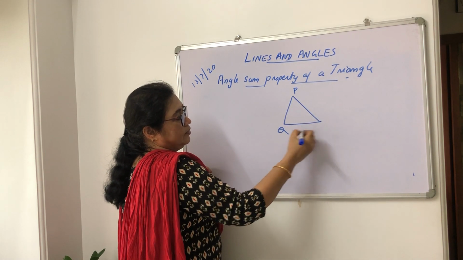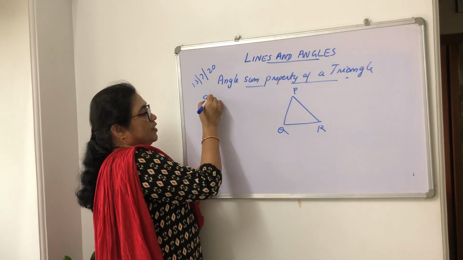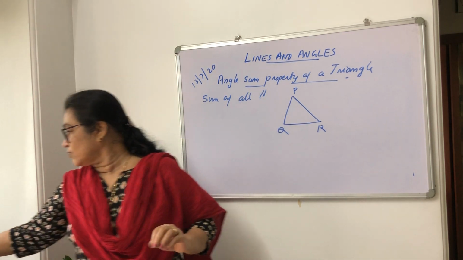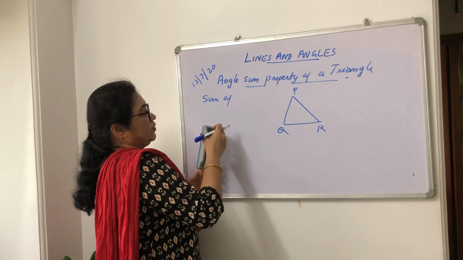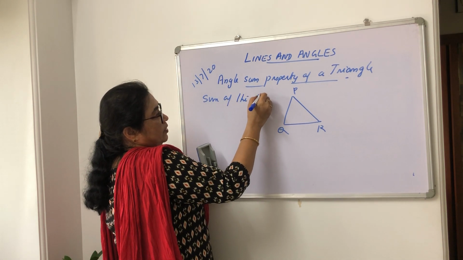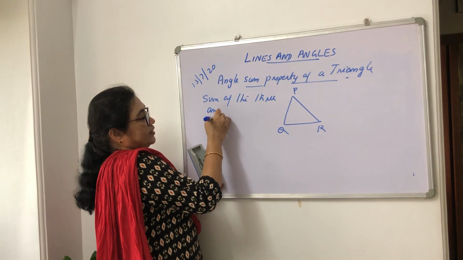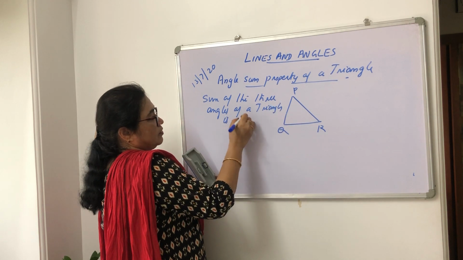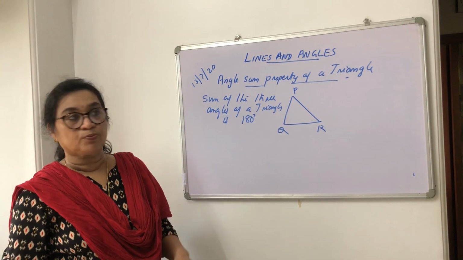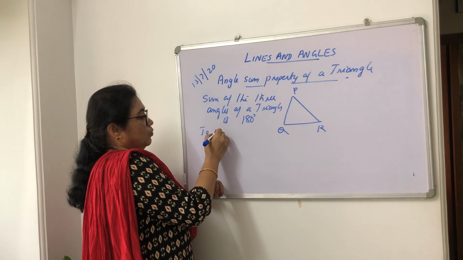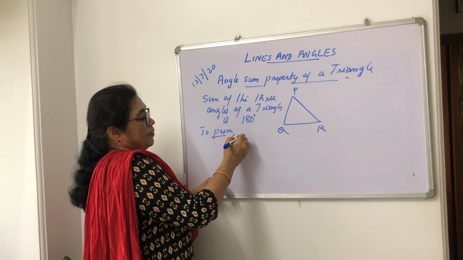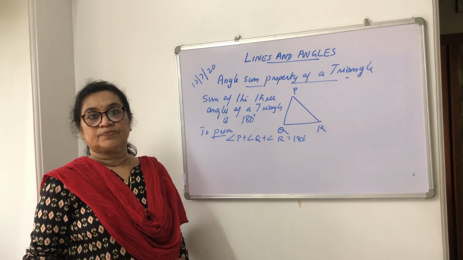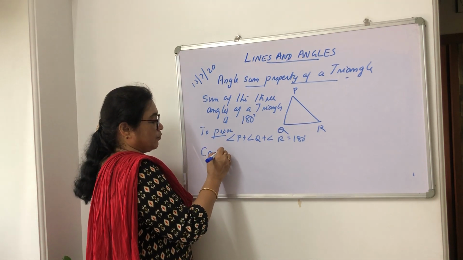Triangle PQR, the sum of the three angles of a triangle is 180. These are the things you have to prove. That means you need to prove angle P plus angle Q plus angle R is 180 degrees. So you need to do a construction for proving it.